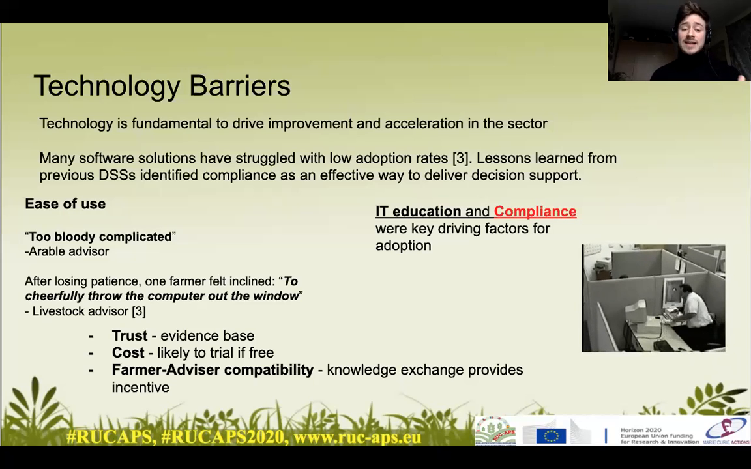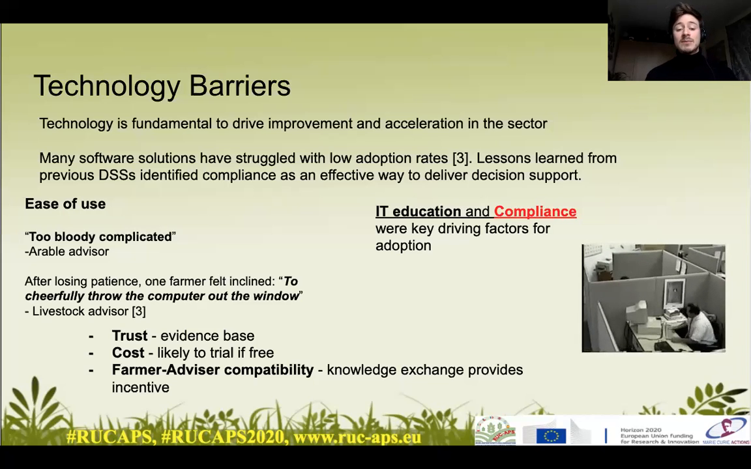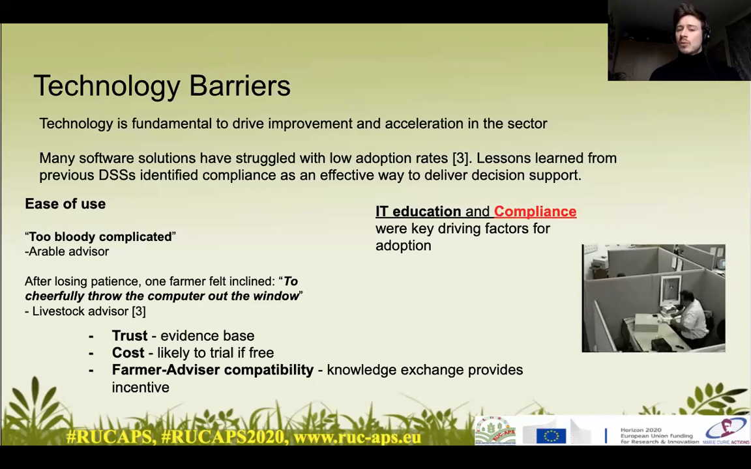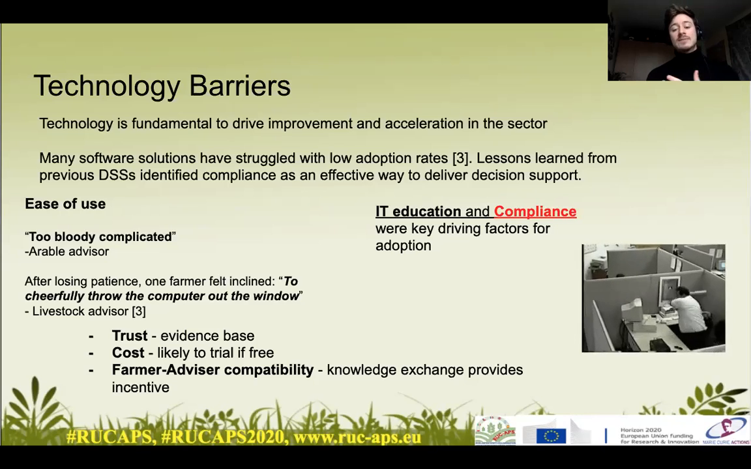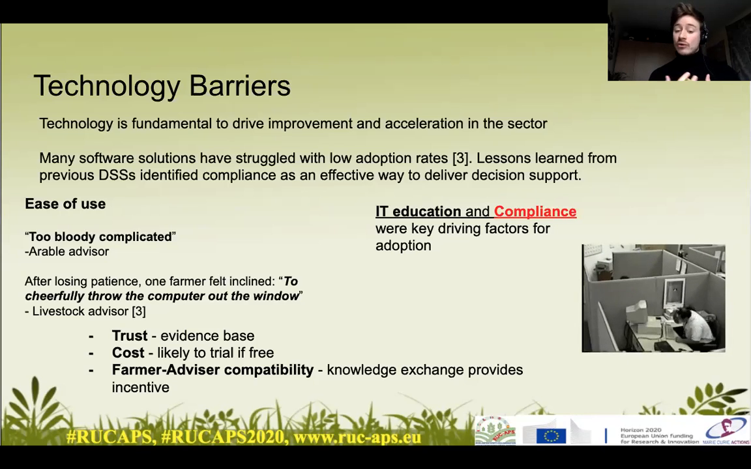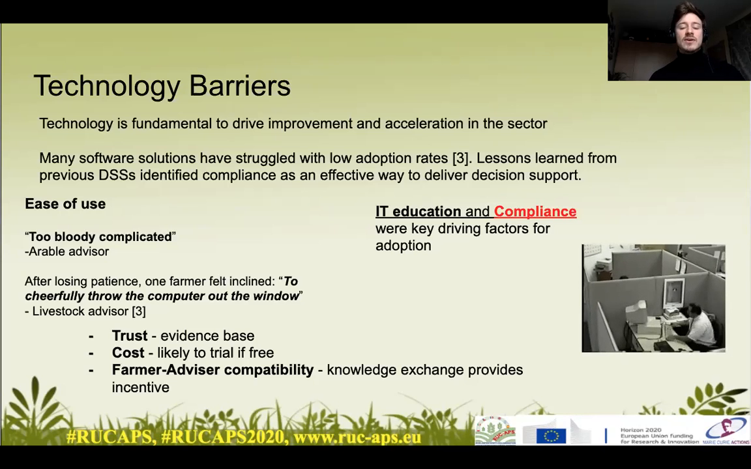But some of the key factors, they would be more inclined to use the software if they could trust the people who have developed the software. It had a good evidence base. The cost was minimal and affordable. And they're more likely to use it if there's a trial that allows them to use it for free. And the farm advisor compatibility, allowing knowledge exchange between people who are experts in the field or have knowledge that they don't already have, and that provides an incentive for them to try and experiment with the software.